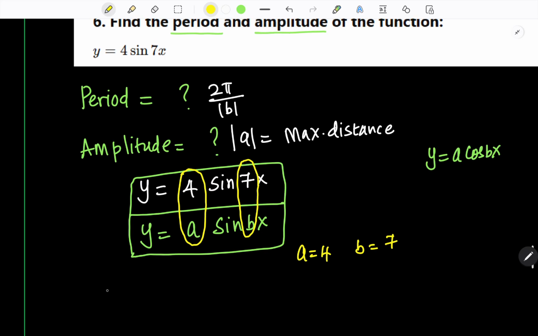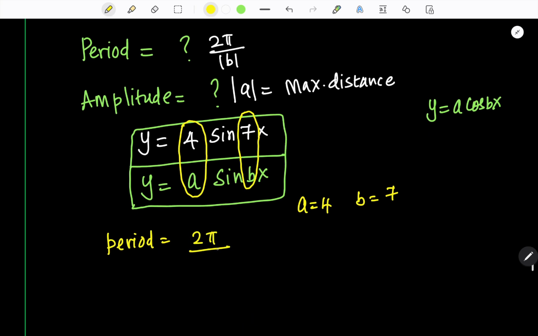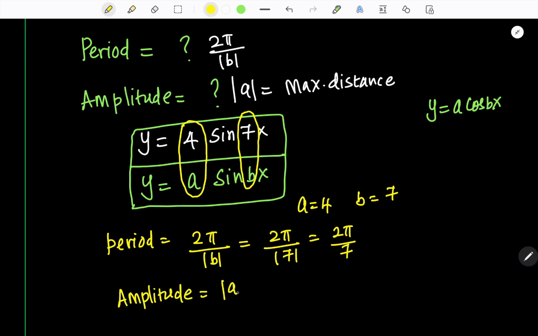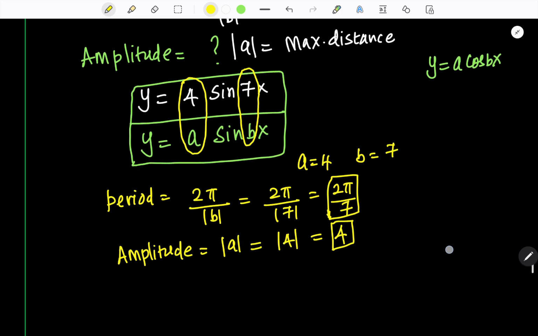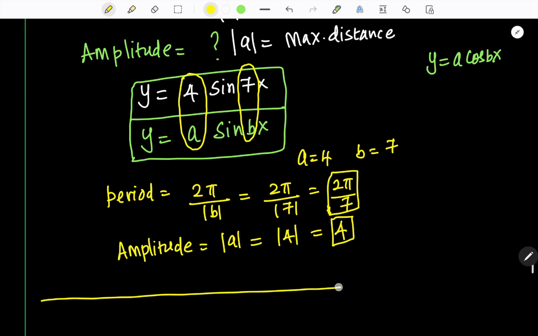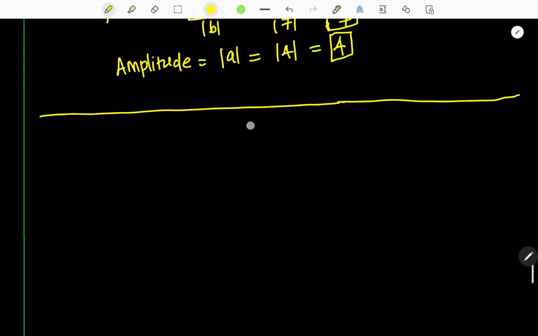So we got A and B, and now we can calculate the period easily. Period is equal to 2 pi divided by absolute value of B. So 2 pi divided by absolute value of 7, which is positive already, so 2 pi divided by 7. The formula for amplitude is absolute value of A, which is absolute value of 4, which is positive already. So 4 and 2 pi divided by 7 are the amplitude and period of the given sine curve. This finishes this question. Now let's go to the next question.